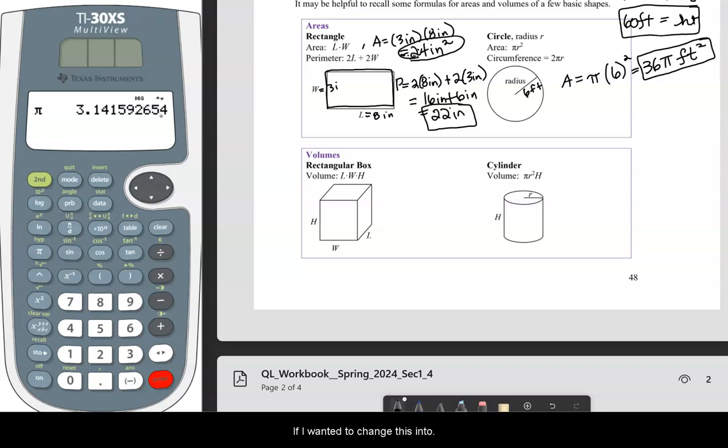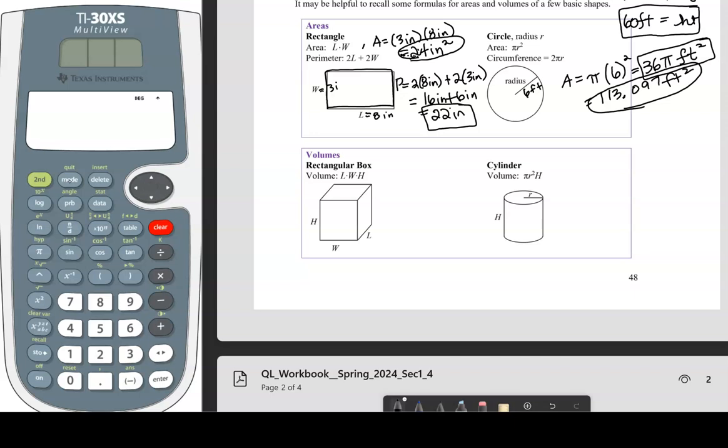If I wanted to change this into a decimal, I could leave it in classic and say 36 times pi, and my calculator will give me 36 pi as an answer. But if I keep it in classic, it'll give me 113 and so many square feet. There is not a quick way to get this decimal, 113.097 square feet, without going into your mode on this calculator and changing it into classic.